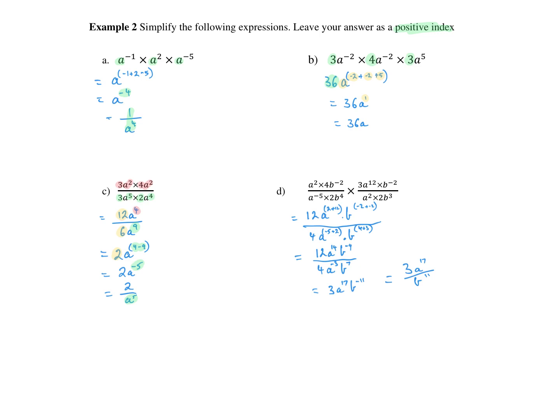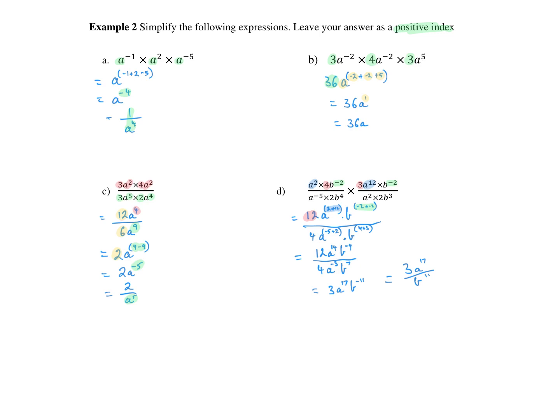Finally, again, one of those more complicated, convoluted questions. I'm going to multiply across the top and across the bottom and then do my division. So let's see what we have. I've got a 4 there and a 3 there to give me a 12. I've got a squared times a to the 12, which will give me a to the 14. I've got b to the minus 2 times b to the minus 2. Add those powers, I'm going to end up with b to the -4.